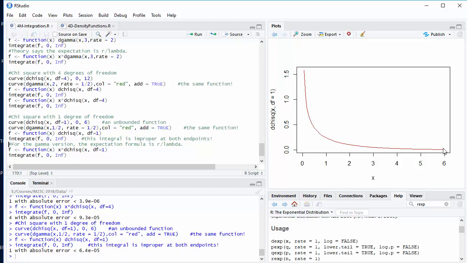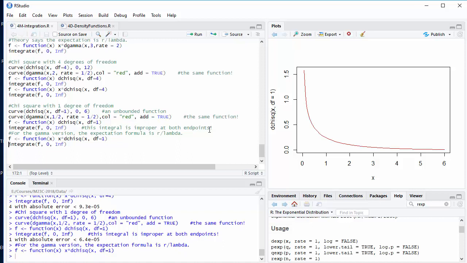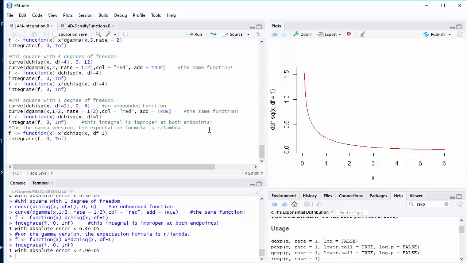But we got the right answer. It's 1. For the gamma version of this function, we know the expectation formula is r over lambda, and you can see here both r and lambda are equal to 1. So no surprise, I integrate and I get an expectation of 1.